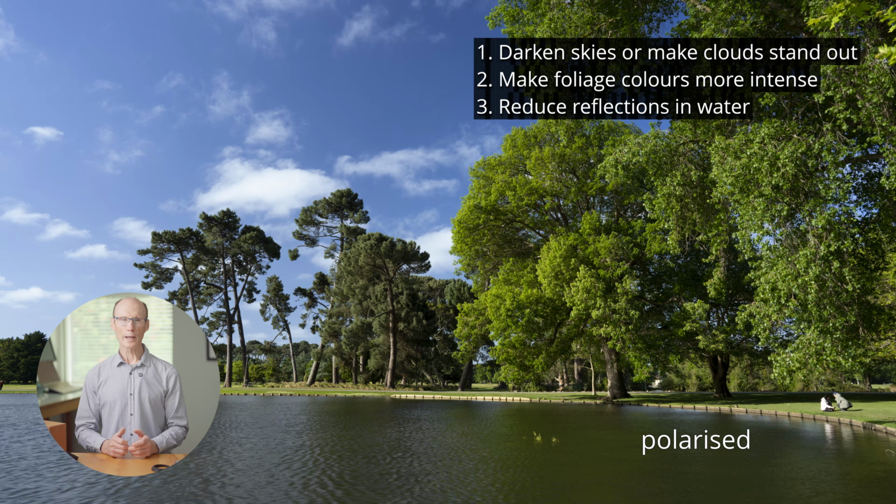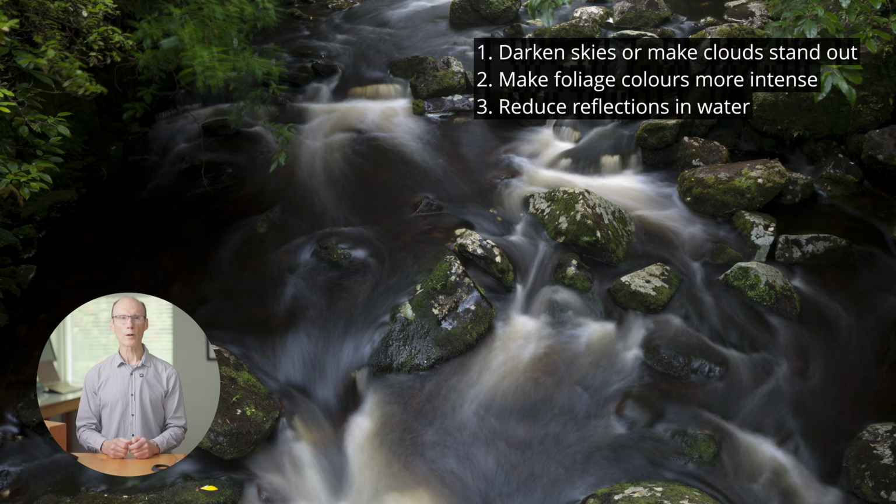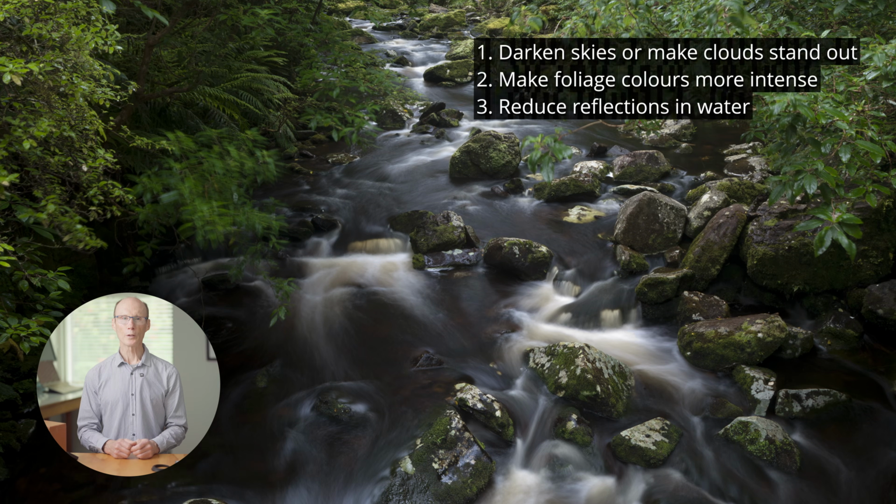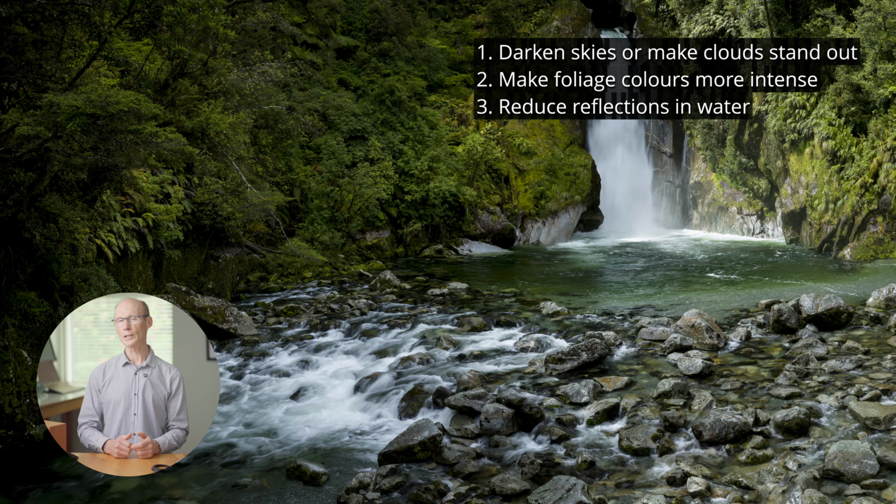If you're taking a photo at a river and there's water running over rocks, or the rocks are damp, you can use a polarizer to bring out the color and texture of the rock. So they are the three main reasons I would use a polarizing filter for landscape photography.